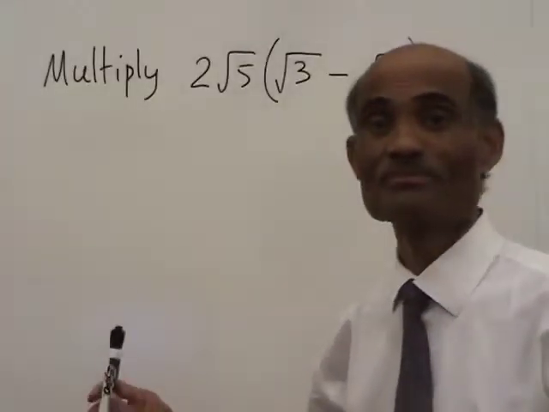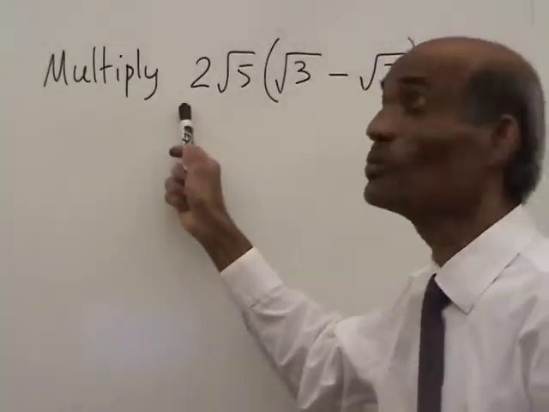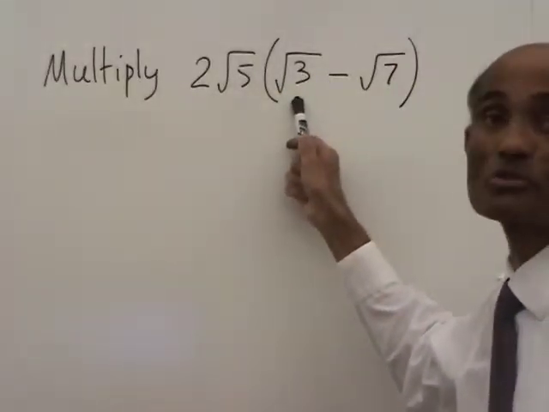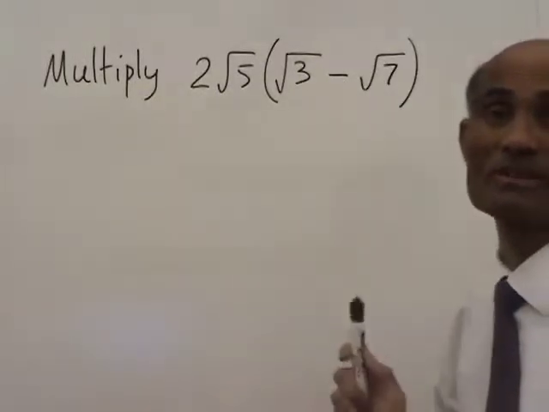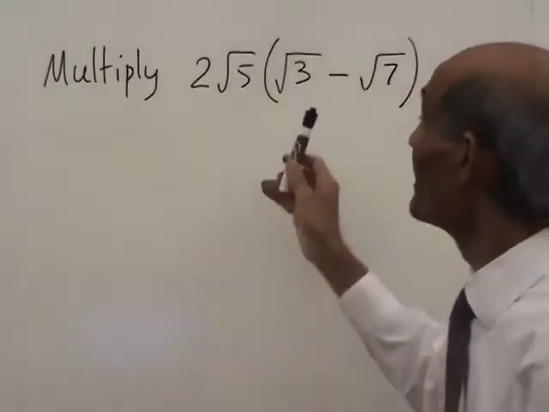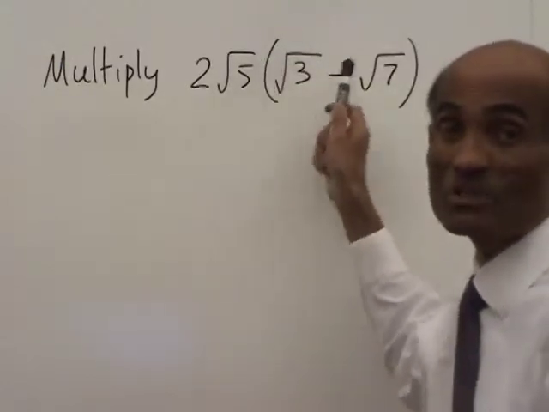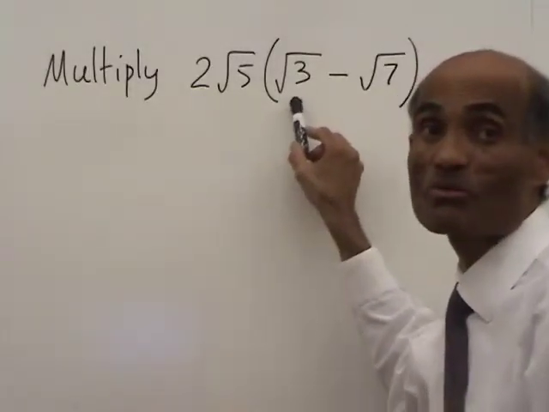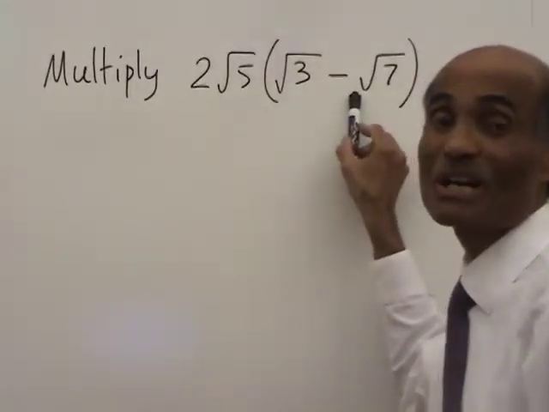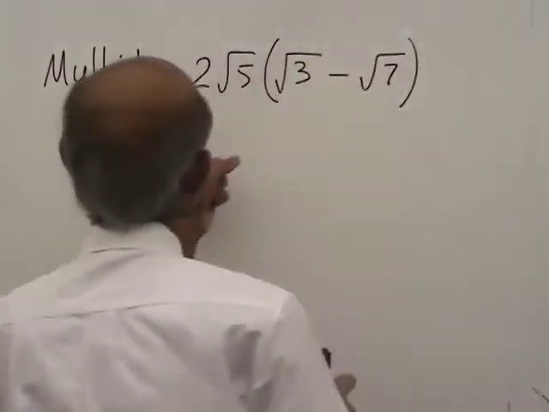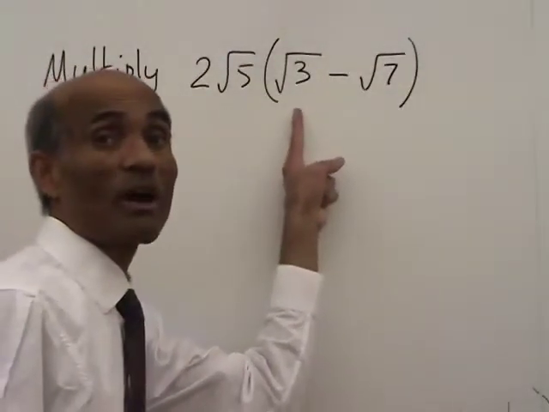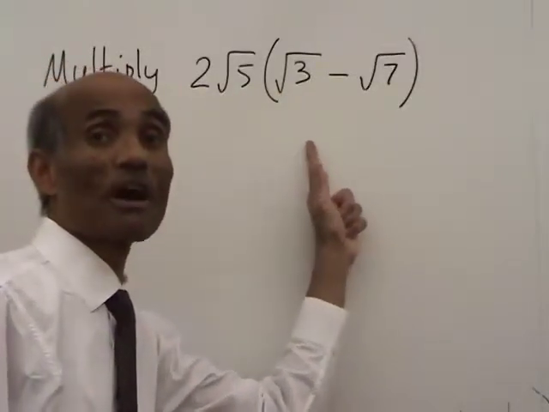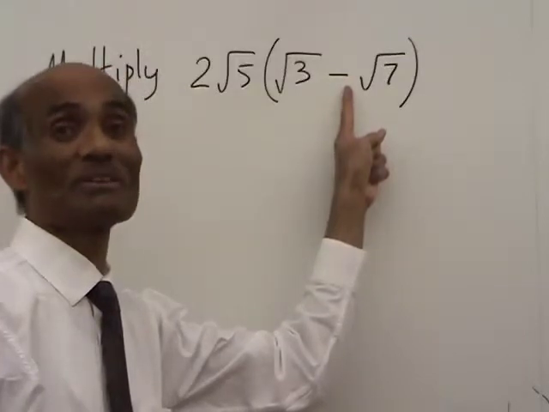The next one, multiply 2 square root 5 times the quantity square root 3 minus square root 7. Well, you have 2 square root 5 outside the parenthesis, means you need to distribute that 2 square root 5 into each of the terms there. So, multiply 2 square root 5 by square root 3. Then multiply 2 square root 5 by negative square root 7.